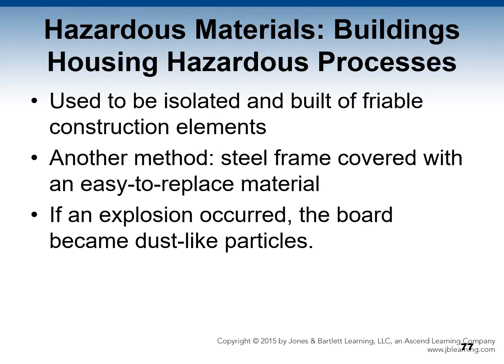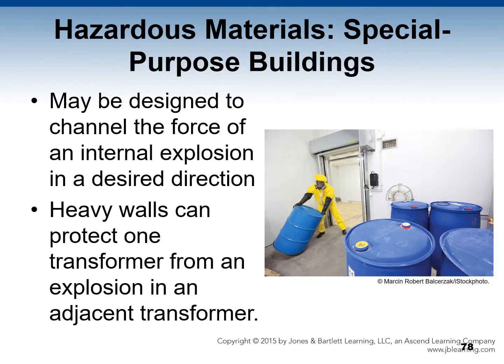Buildings that house hazardous processes used to be isolated and built of friable or easily disintegrated construction elements. Another method employed a steel frame covered with an easy-to-replace material such as cement asbestos board. If an explosion occurred, the board became dust-like particles. Obviously, that's not used anymore, again, to be redundant, for obvious reasons.